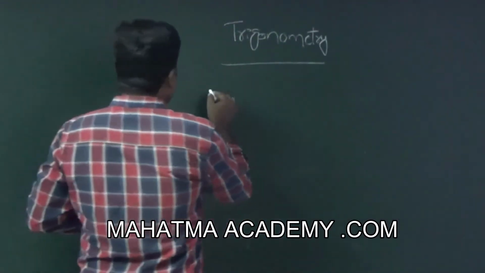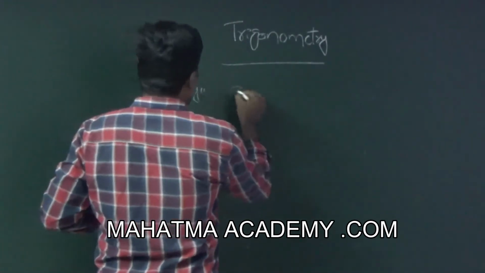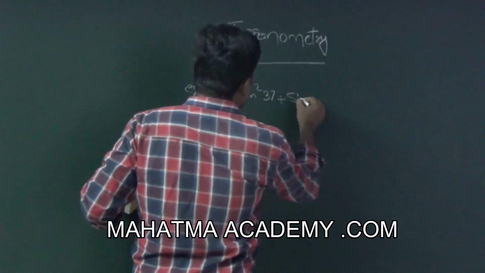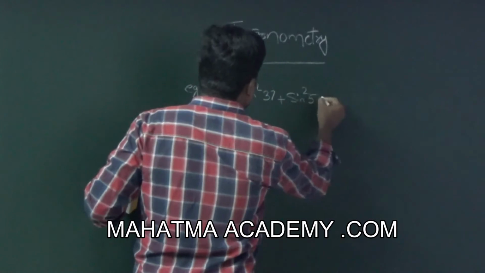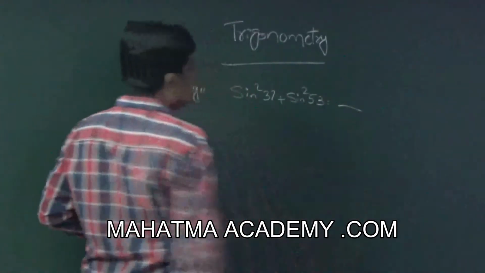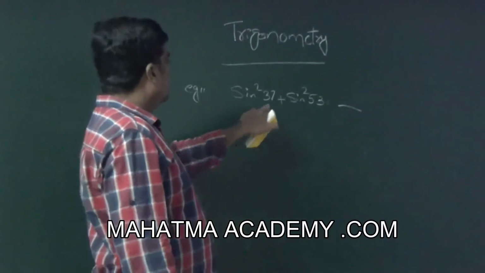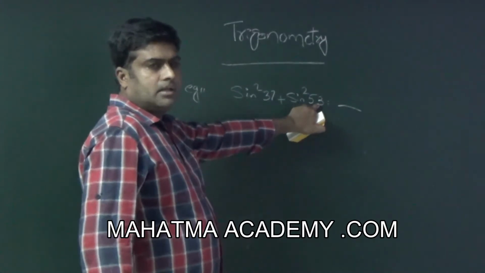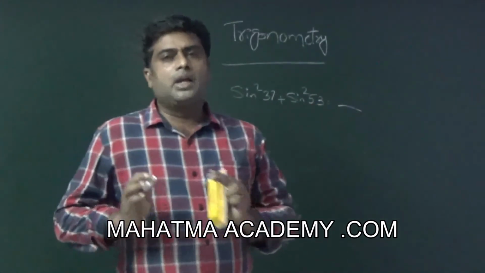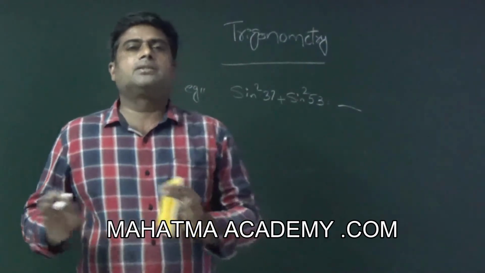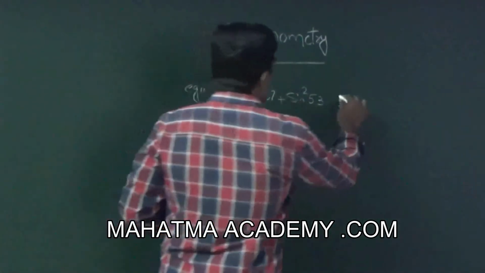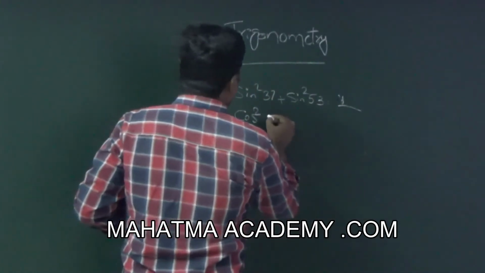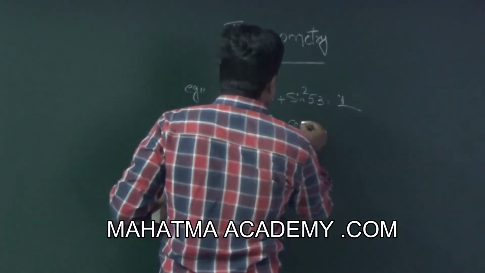Suppose a problem is like this. Example: sin square 37 plus sin square 53 equal to what? The sum of 37 and 53 is 90. Therefore, if A plus B equal to 90, sin square A plus sin square B equal to 1. So the answer is simply 1.